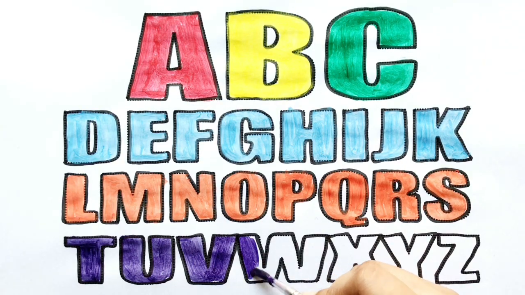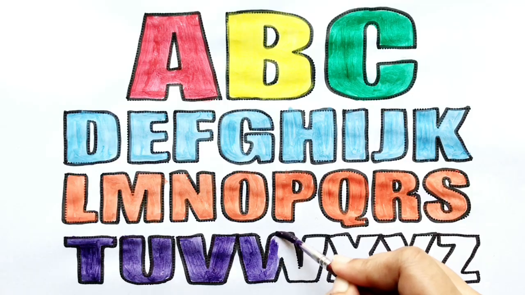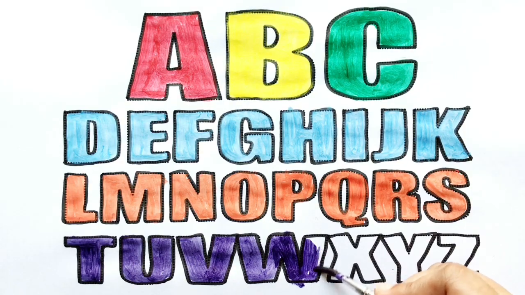Next time, won't you sing with me? A, B, C, W for watermelon. F, G, H, I, J, K, L, M, N, O, P, Q, R, S, T, U, V, W, X, Y, and Z. Now I know my ABCs.